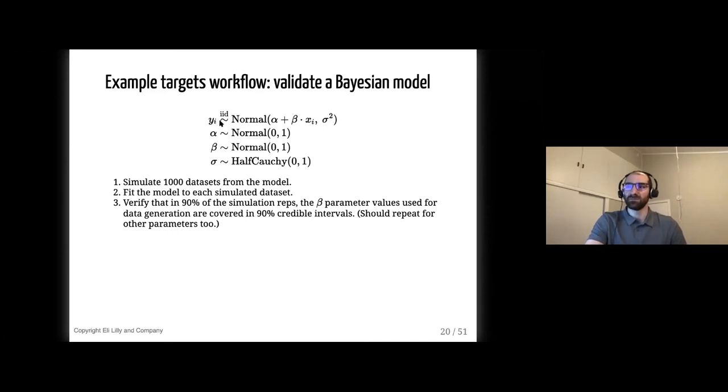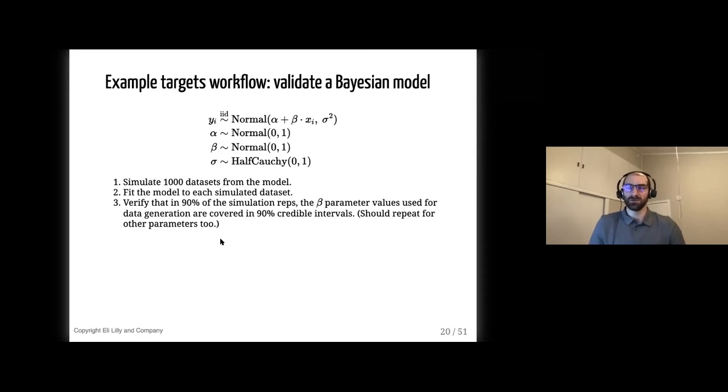We have some independent, identically distributed observations that depend on some linear trend plus some random error. This is pretty much a regression model, but in Bayesian form. And what we do a lot at my work is set up Bayesian models for the life sciences, and we need to make sure that we've implemented them correctly.